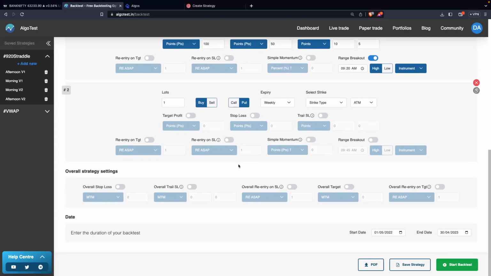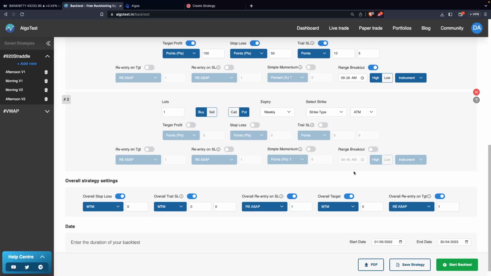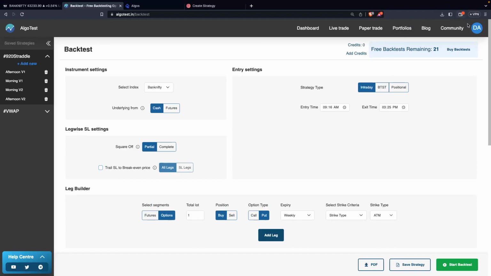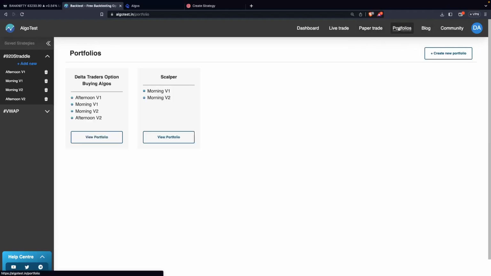Then we have some overall settings like overall stop loss, overall trailing stop loss, overall re-entry on stop loss, overall targets, and overall re-entry on targets. All these settings are for the overall strategy. Based on all these, we have created 4 algo strategies, which we can see here. These are our 4 algo strategies, which are afternoon V1, morning V1, morning V2, and afternoon V2.